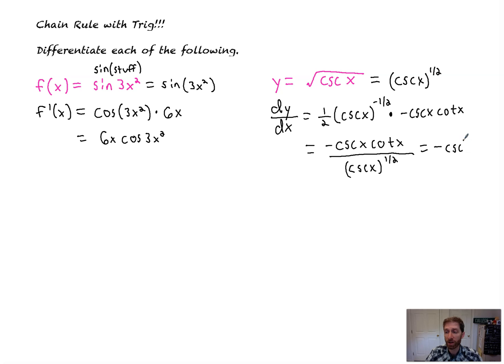Minus cosecant to the 1/2 x, if you want to write it like that, cotangent x, and yet other teachers are going to want you to rewrite it as the square root of cosecant x, cotangent x. So you can go down to there if you really need to simplify it that far, but the main idea is this. Notice that the chain rule is alive and well in both of these problems. In the first case, the inner function was the angle we were taking sine of. In this case, cosecant was the inner function. But either way, the derivative of the outer times the derivative of the inner is in play.